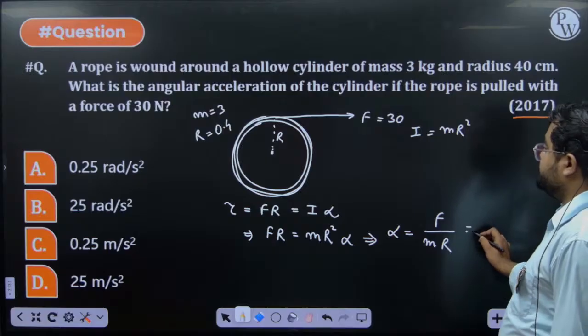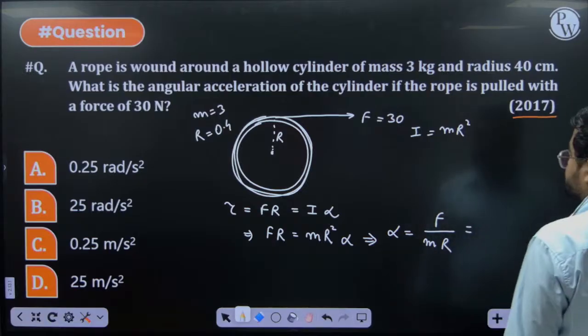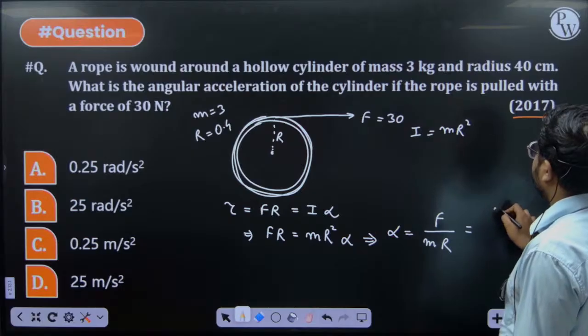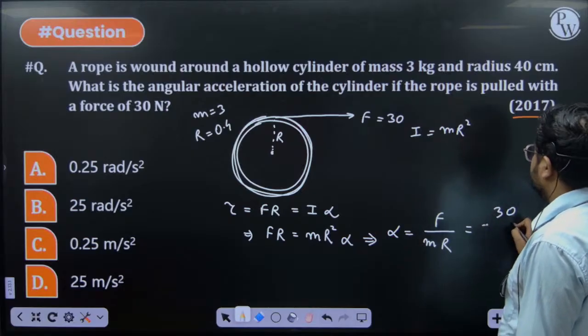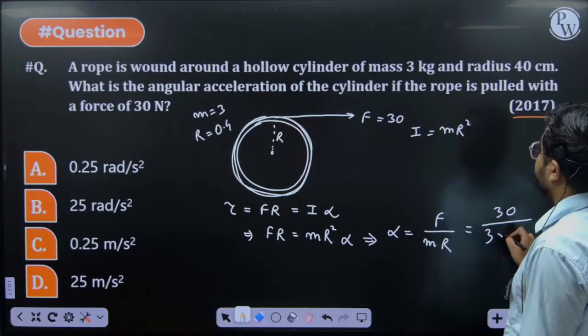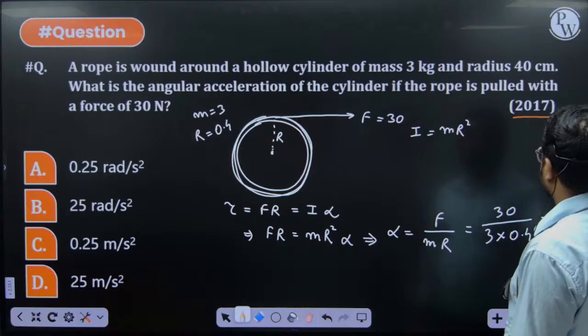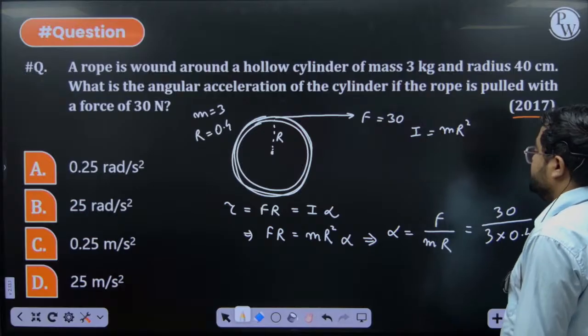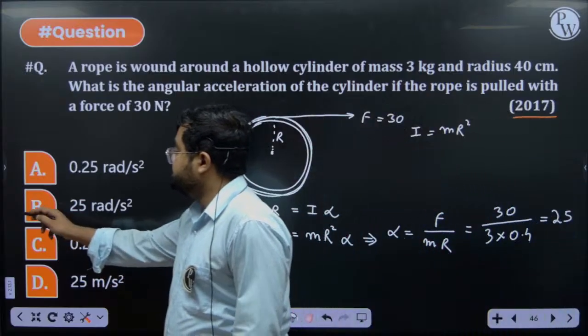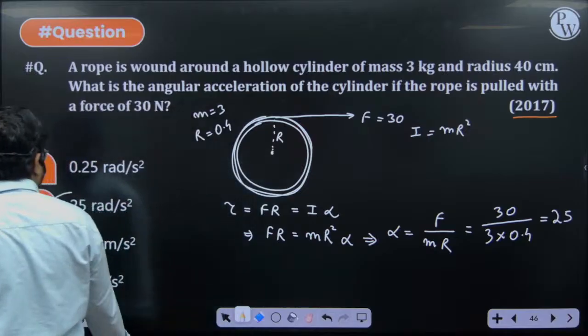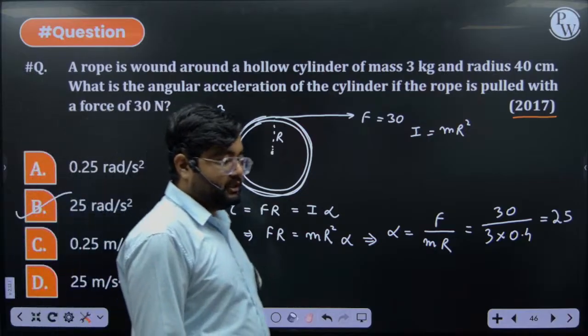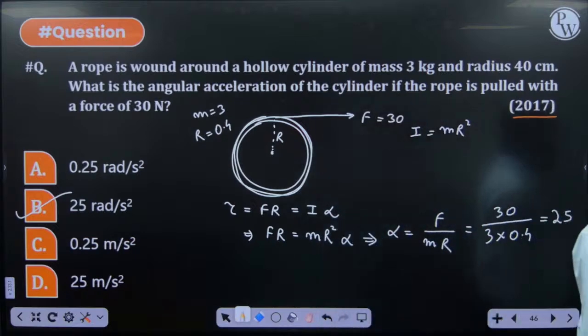F is given as 30, m is 3 kg, and radius we have seen 0.4. So the answer will come out as 25. Option B is correct here. Simple question asked in 2017. Maybe it will be asked in 2027. You never know.